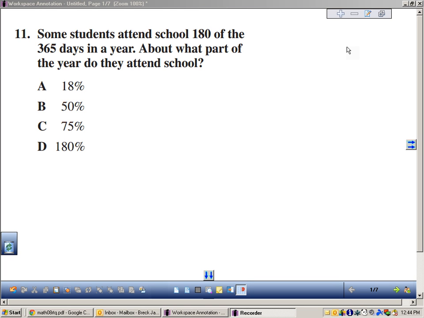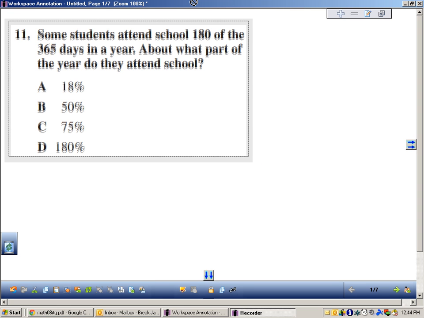All right, the next question's on the sample release test questions for the California High School Exit Exam. Number 11. Some students attend school 180 of the 365 days in a year. About what part of the year do they attend school? So the key word there is what part of the year do they attend school? So this is what I call a part-to-whole relationship. And whenever you have a part-to-whole relationship, you know you're dealing with fractions.